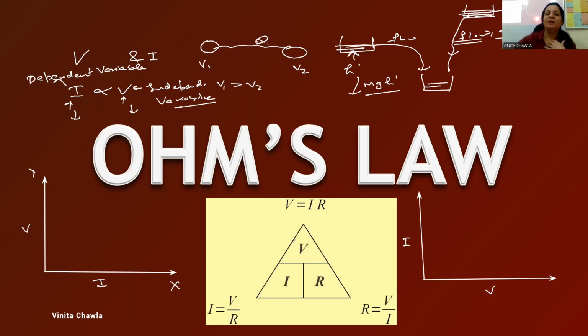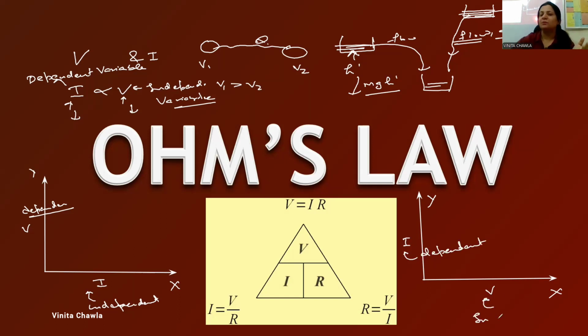है ना? Usually we take the variable which is independent on x-axis. Always we take independent variable along x-axis and dependent variable along y-axis. This is how we take. And according to our theory, I is the dependent variable. I should be along y-axis because it is the dependent variable. And V should be along x-axis because it is the independent variable. Yes? है ना? हमारी थ्योरी के अकॉर्डिंग तो ये होना चाहिए.